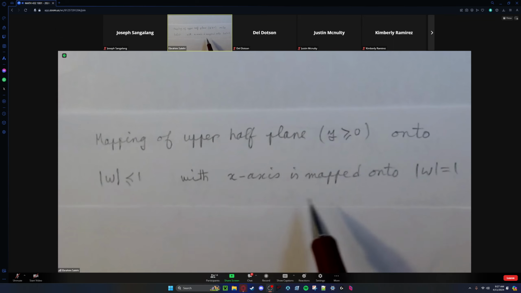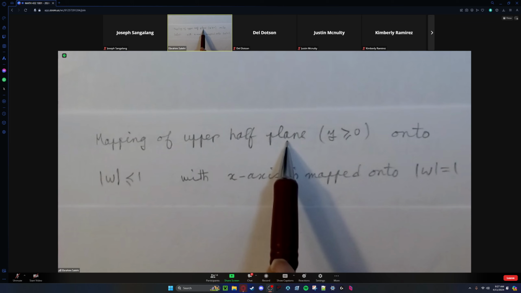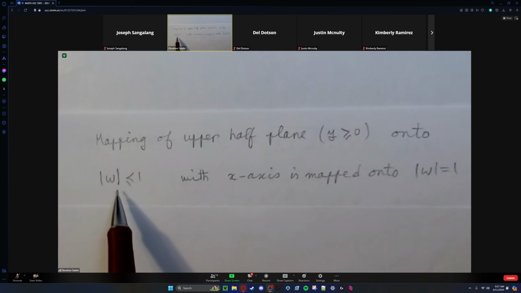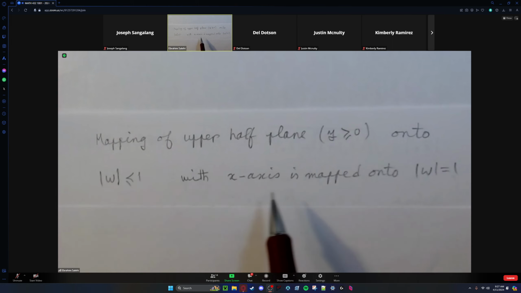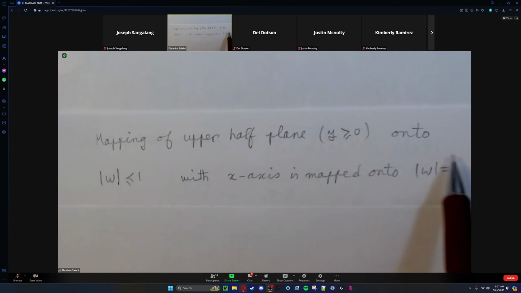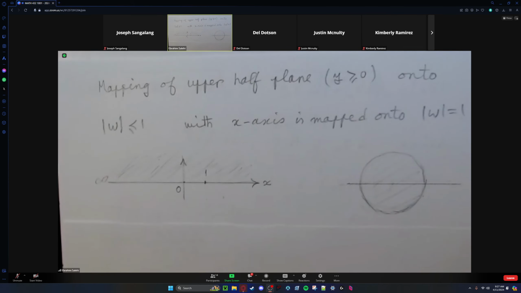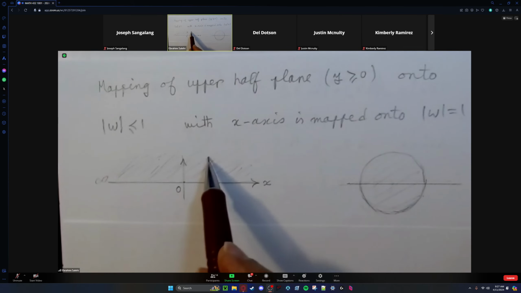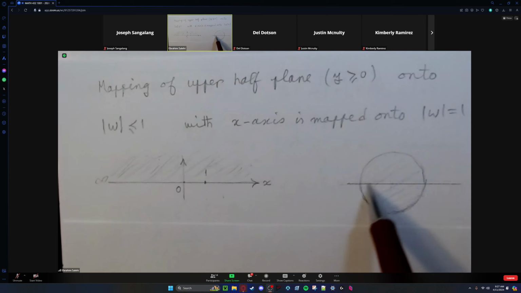I would like to map the upper half plane onto this, with the x-axis being the boundary. As a result, the x-axis will be mapped onto this unit circle, okay? This is what I want to do. I want to have this upper half plane onto inside this disk, okay? It's a beautiful mapping. A function that does that is extremely important.